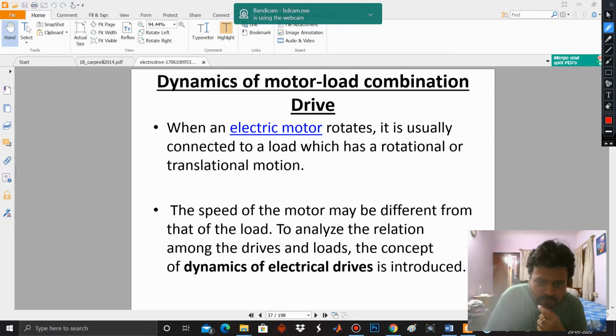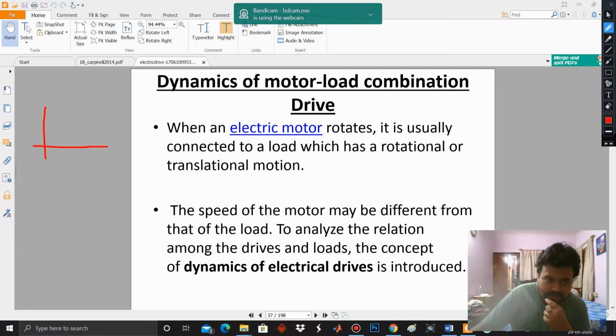So, the speed of the motor may be different from that of the load. To analyze the relation among the drives and loads, the concept of dynamics of electric drives is introduced. So what is a load? The load is actually the requirement of a machinery industry. For any type of industry, be it a paper mill, a cement mill, or any other type of mill, the load requirement is different. Let me cite an example.